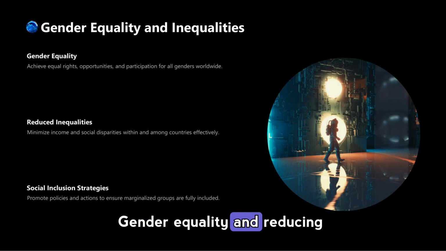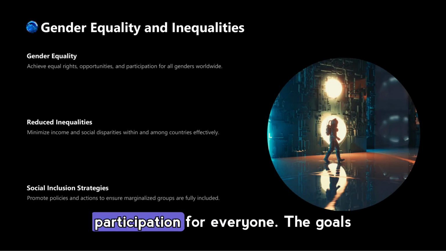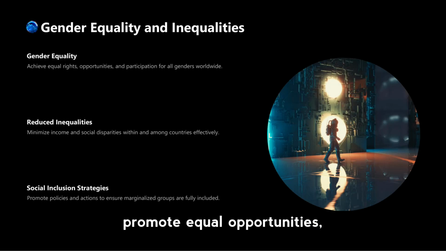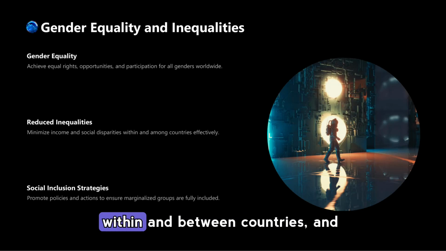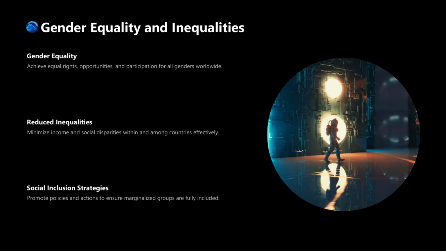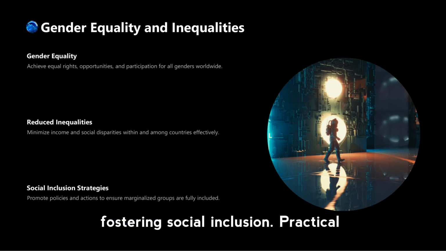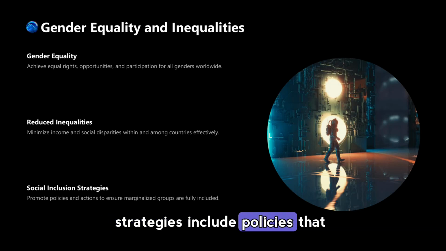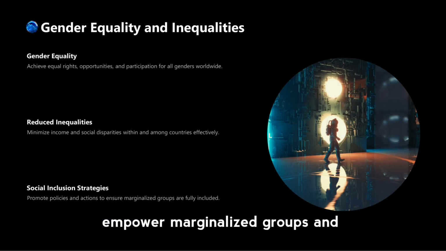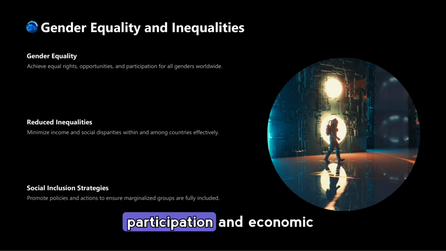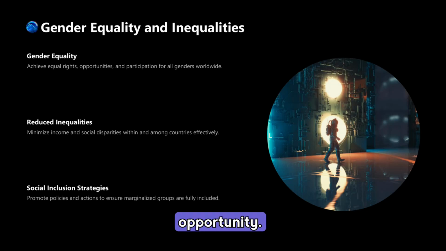Gender equality and reducing inequalities are about rights and participation for everyone. The goals promote equal opportunities, closing income and social gaps within and between countries, and fostering social inclusion. Practical strategies include policies that empower marginalized groups and address systemic barriers to participation and economic opportunity.